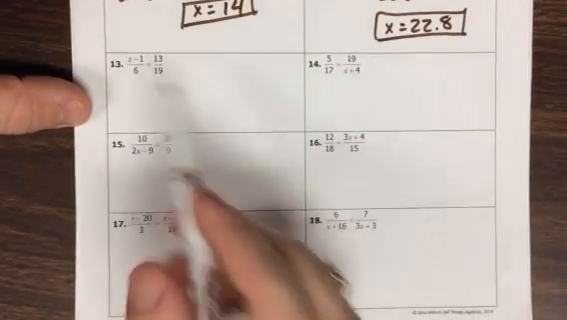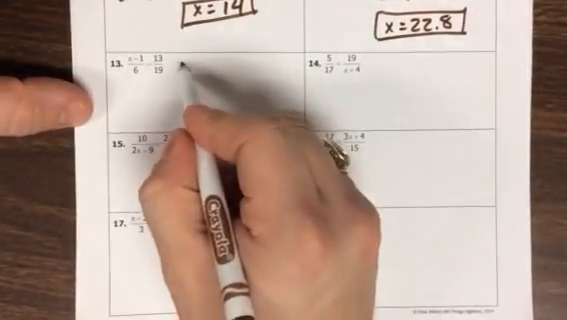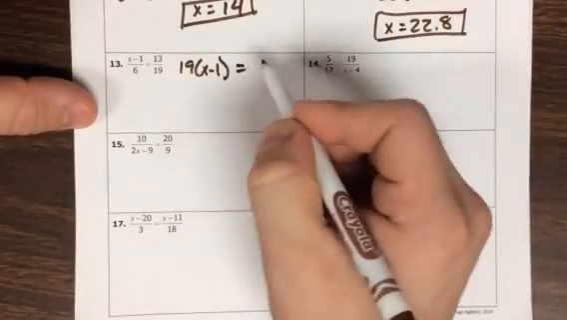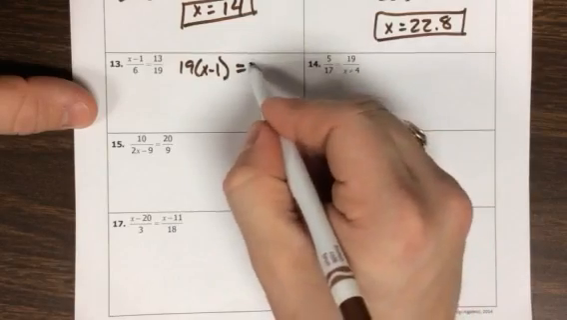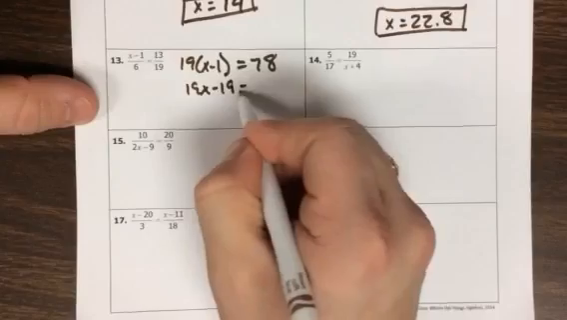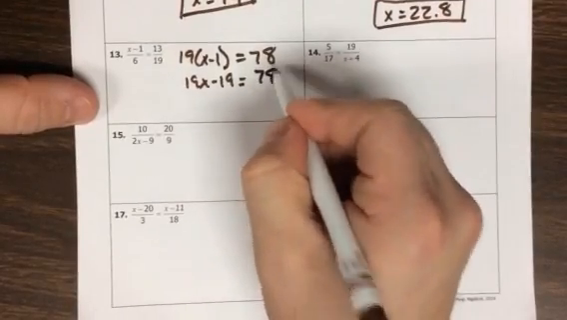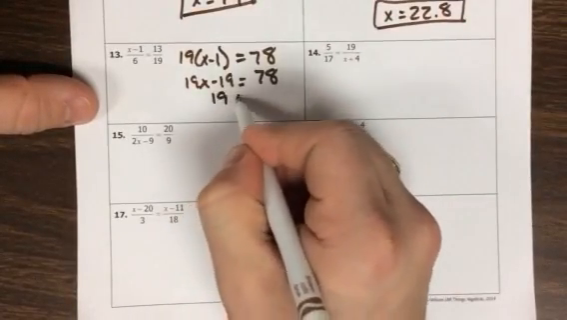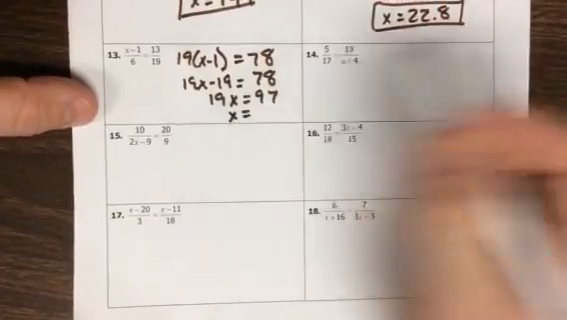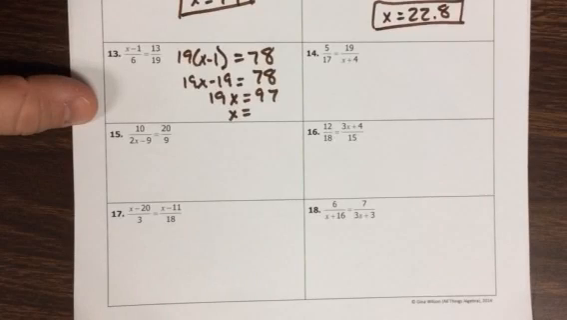Looking down at the next one, now we've added a variable, so it's important that we say 19 times x minus 1 equals 6 times 13, which is 78. So we'd say 19x minus 19 equals 78. 19x equals 97, or x in this case would equal, let's see if I can do some math real quick, 5.1.